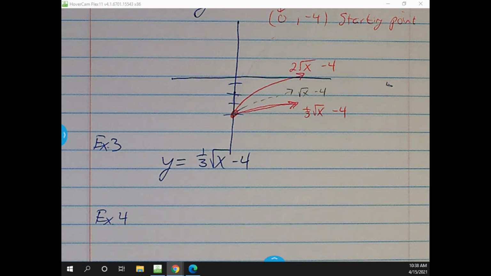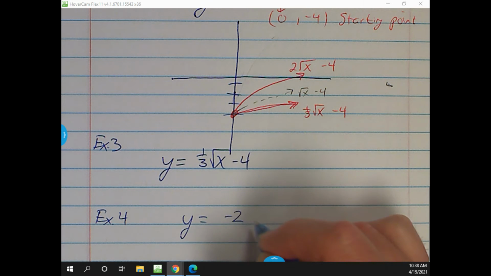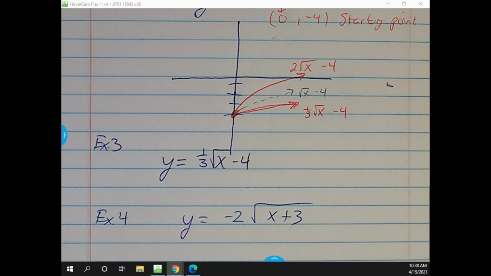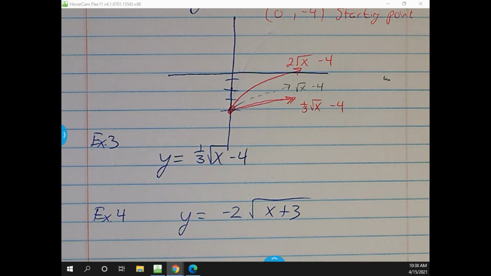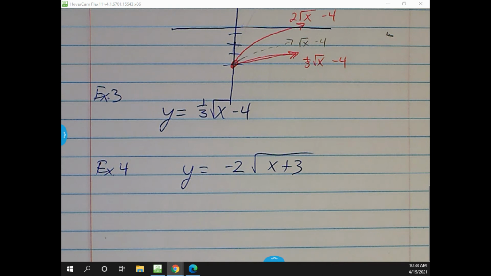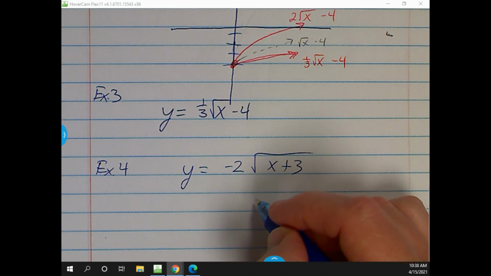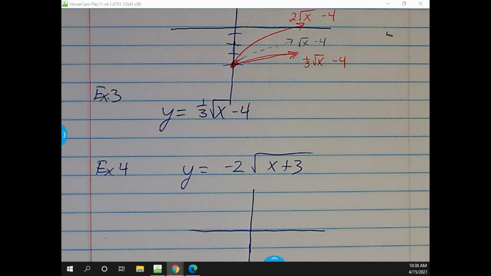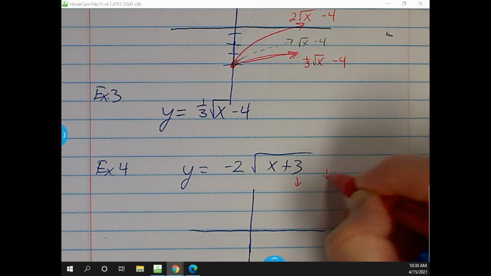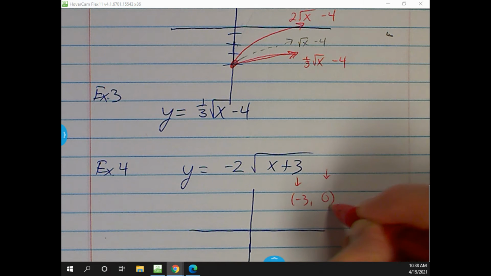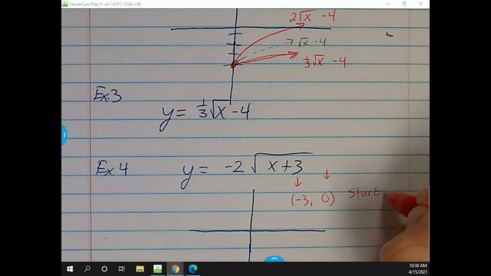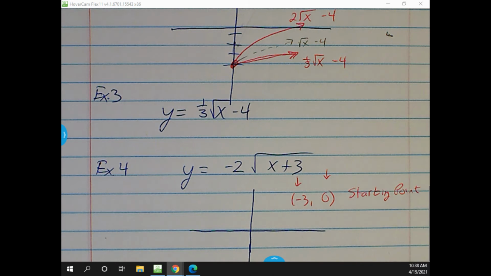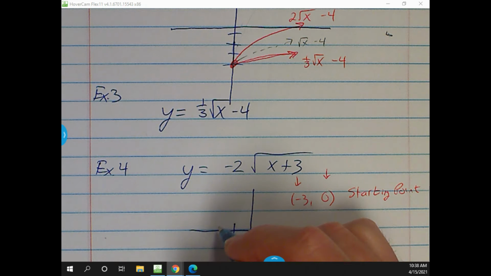All right, in example 4, we didn't really look at one like this. We'll make sure we get one with a negative here. Let's do -2 times the square root of x plus 3. All right, and again, the plus 3 means if we're looking for a starting point, that'd be -3, 0. Just got to back this thing up 3 spaces and start it over here.